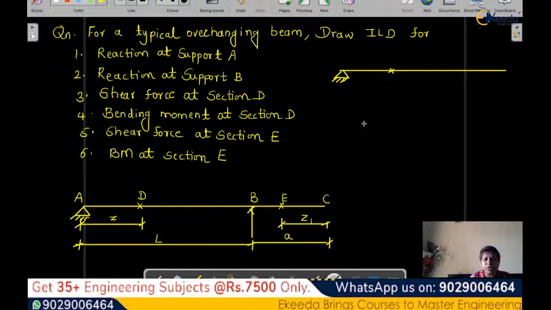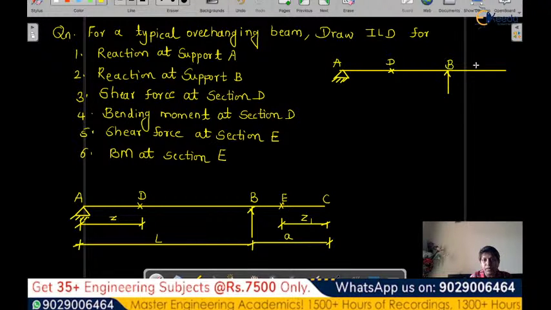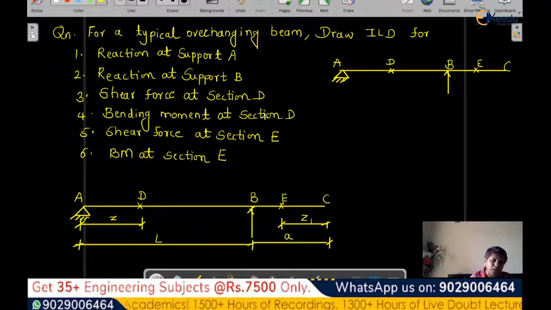So I am redrawing this diagram quickly. This is our point B. This is point C. So this is A, D, B, C, and this is some point E. Now here this is AB. All dimensions we know, so I'm not writing it again.